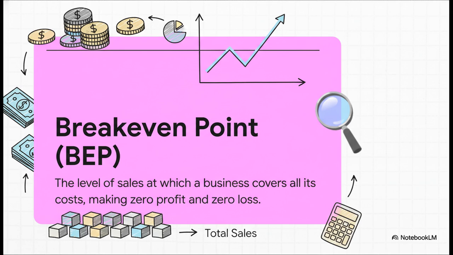And the formula makes perfect sense. You just take your total fixed costs and divide them by the contribution you make from each unit. Why? Because it tells you exactly how many units you need to sell so that their combined contributions completely wipe out all of your fixed costs.